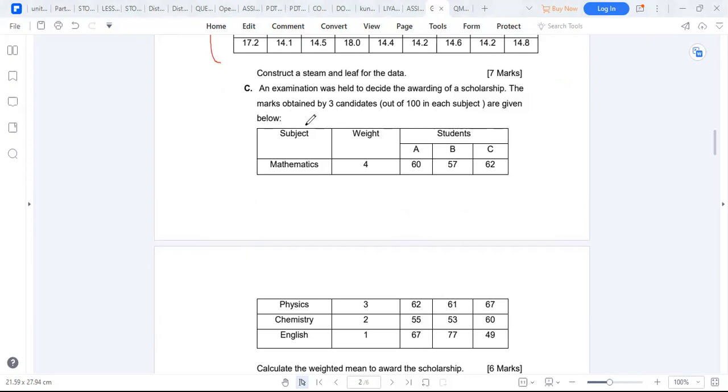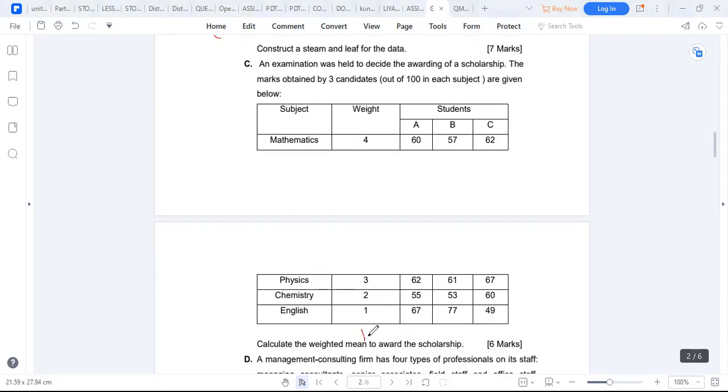So part C, we're given an examination which was held to decide awarding scholarships to 3 candidates out of 100. The weights we have here are 4, 3, 2, 1. The total we're getting here is 10. So 10 into 4, we get 0.4. Percentage, 10 into 3, we get 0.3. 10 into 2, we get 0.2. And 10 into 1 is 0.1.